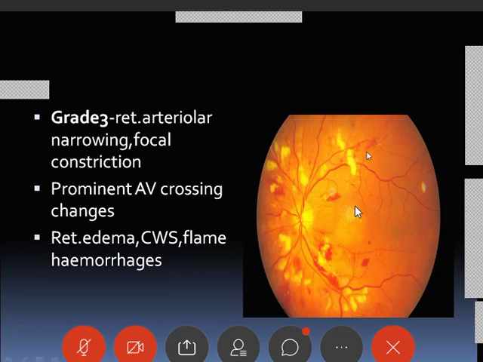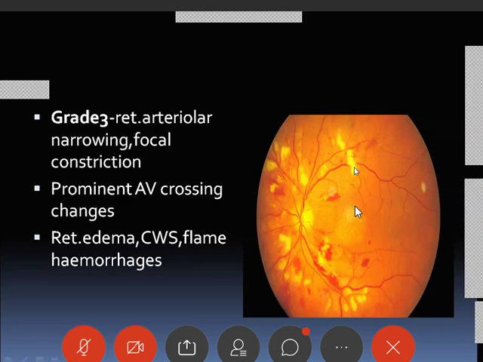We can see in this picture that there are cotton wool spots, and these are the superficial or flame-shaped retinal hemorrhages. The flame-shaped or superficial hemorrhages are present in the nerve fiber layer. See, the nerve fibers are very loosely arranged. So that is why we get large superficial hemorrhages with irregular borders. So these are known as flame-shaped retinal hemorrhages, or superficial retinal hemorrhages.